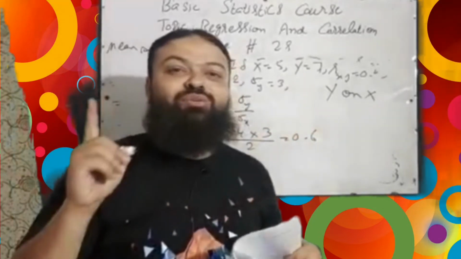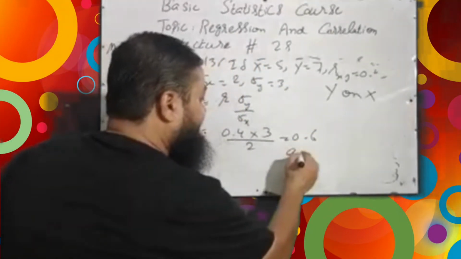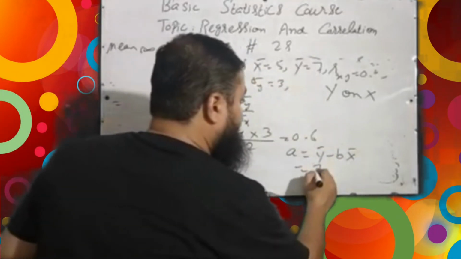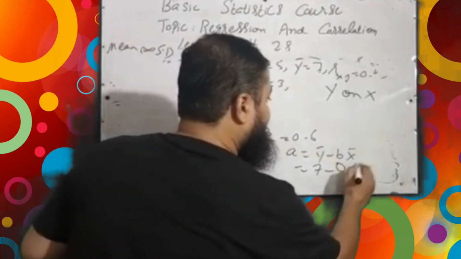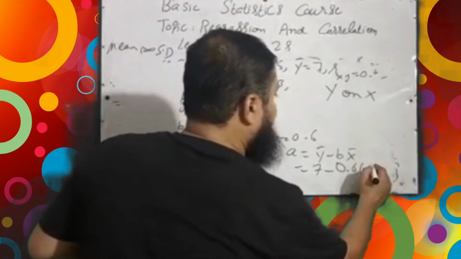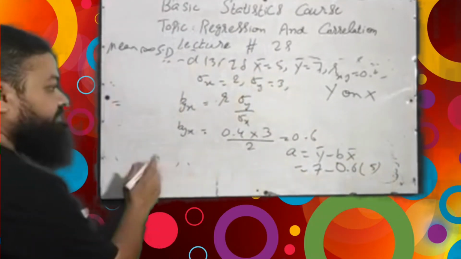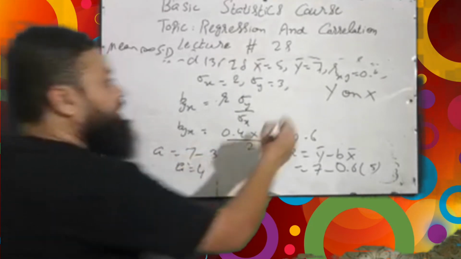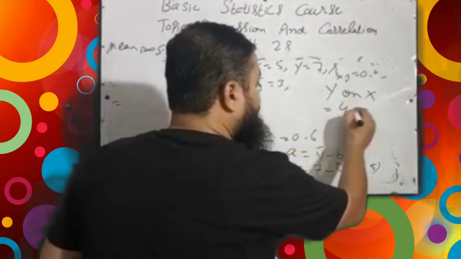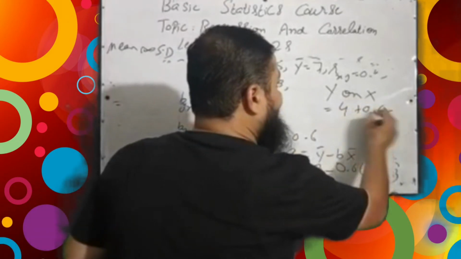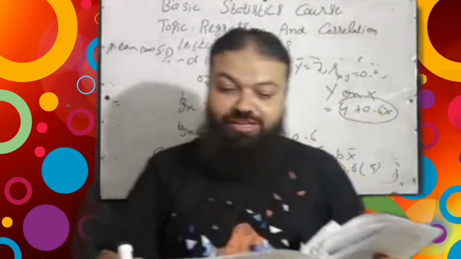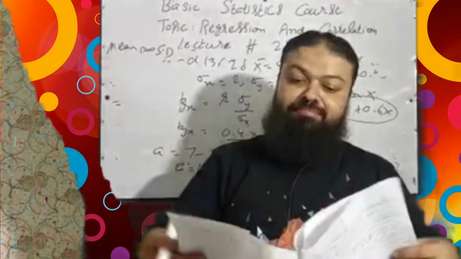Now you will have to calculate A, intercept. A will be y bar minus b x bar. Y bar is given, that is 7, minus 0.6 into x bar is 5. It means A is equal to 7 minus 3. A will be equal to 4. The correct option will be 4 plus 0.6x. A plus bx, 4 plus 0.6x will be the correct option in the exam.